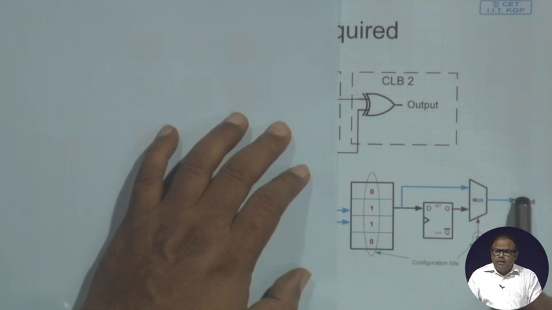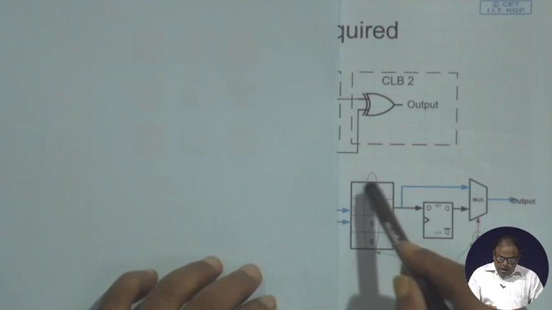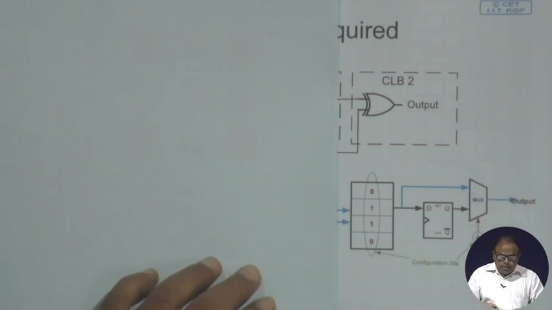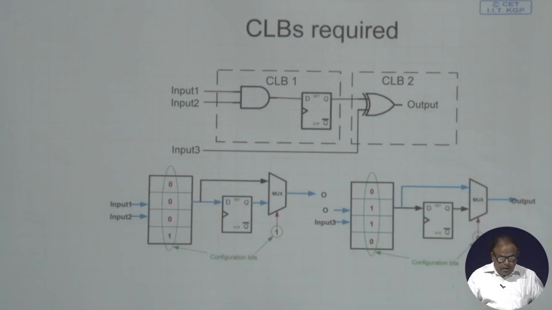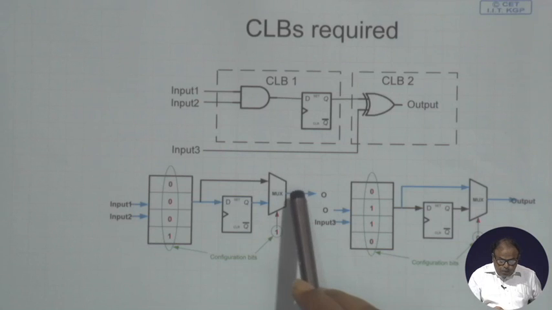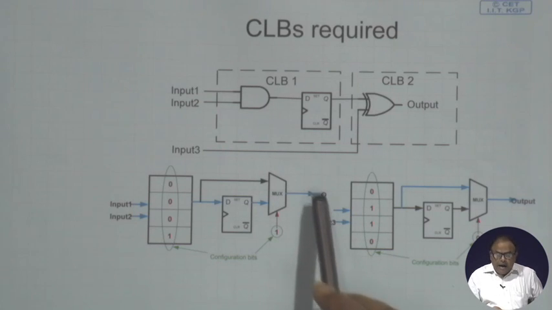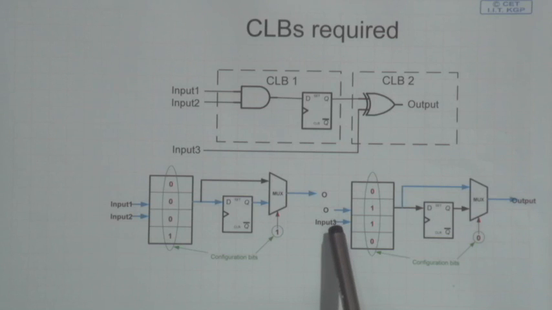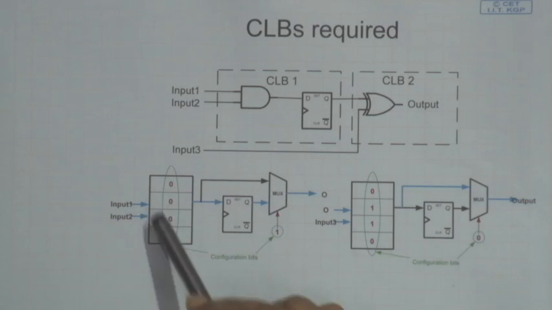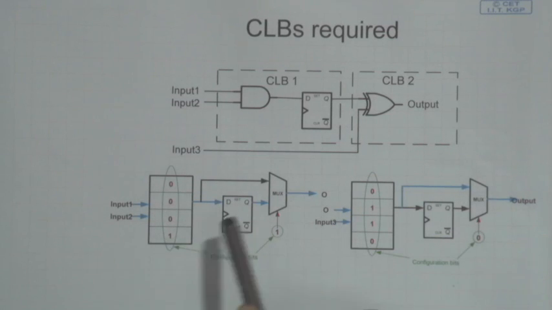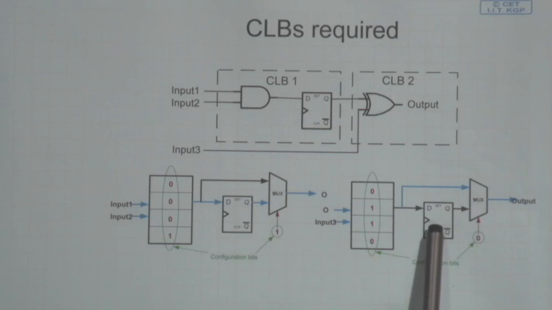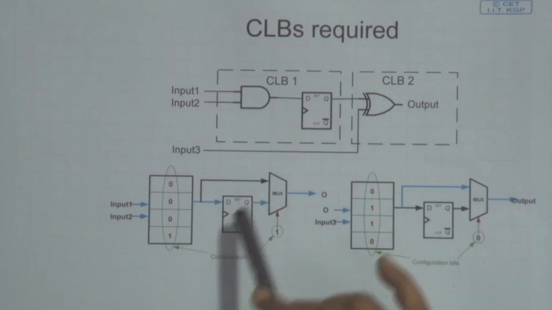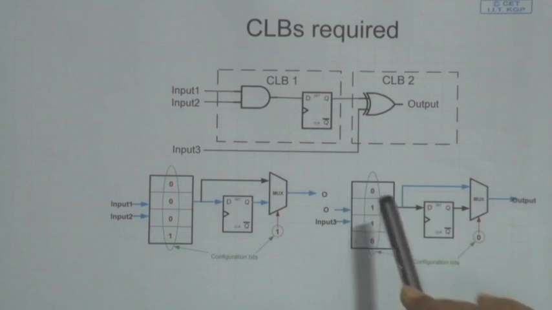Is it okay? And what will be the input of this lookup table? The input of this lookup table will be the output of this and the third input. This input should come here. So, once I decide on this design that I will select 2 CLBs, I will implement this part with this CLB, and this part with this CLB.